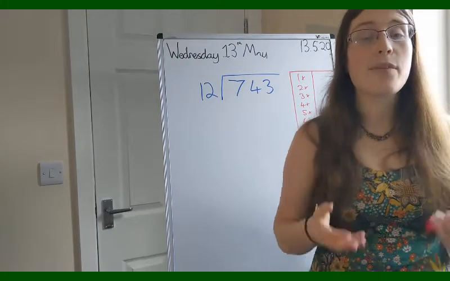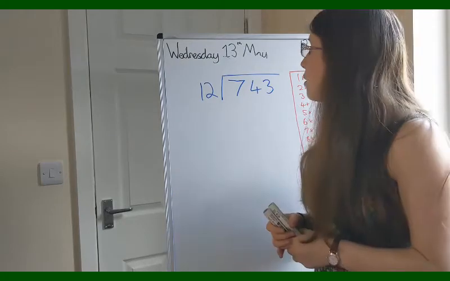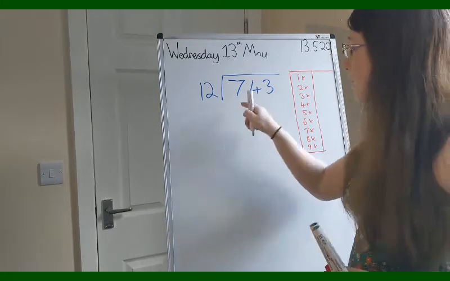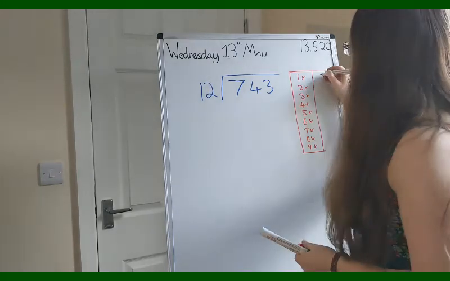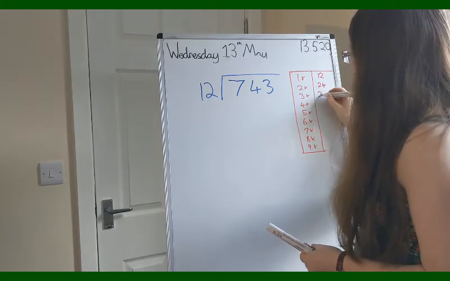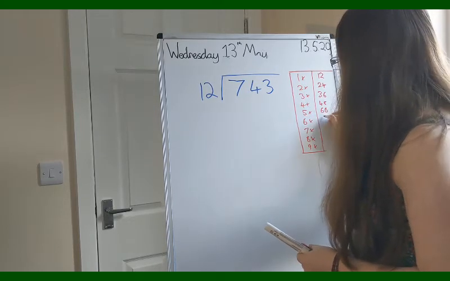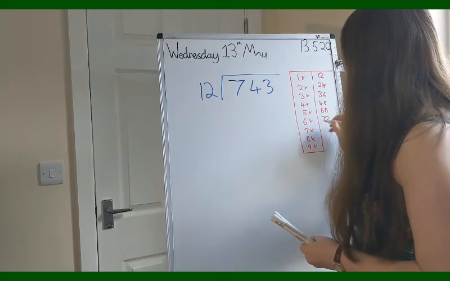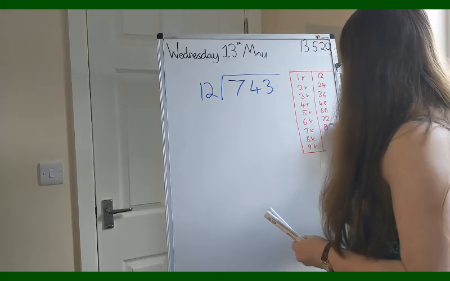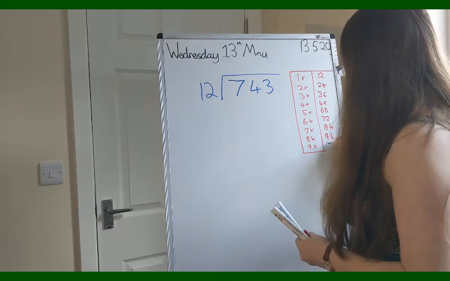So, for example, let's look at the question 743 divided by 12. The first thing that we're going to do is make our coin grid of the multiples of 12 up to 9 times 12. So 1 times 12 is 12, 2 times 12 is 24, 3 times 12 is 36, 4 times 12 is 48, 5 times 12 is 60, 6 times 12 is 72, 7 times 12 is 84, 8 times 12 is 96, and 9 times 12 is 108.